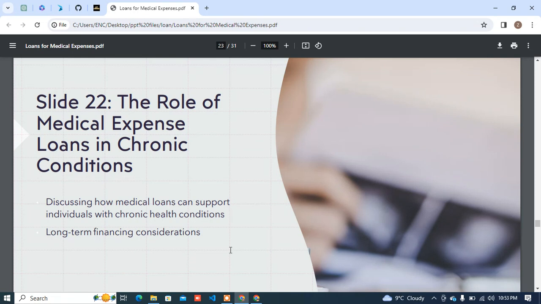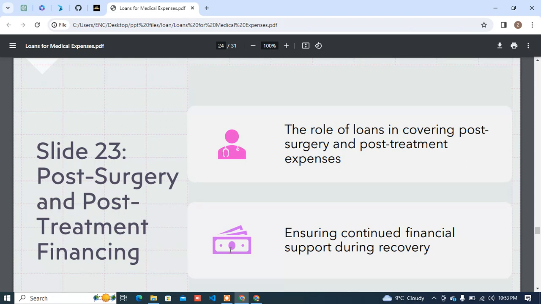Slide 22 is the role of medical expense loans in chronic conditions, discussing how medical loans can support individuals with chronic health conditions. Point 2 is long term financial considerations.